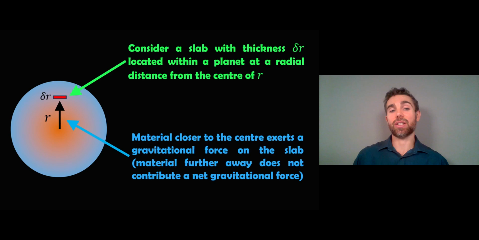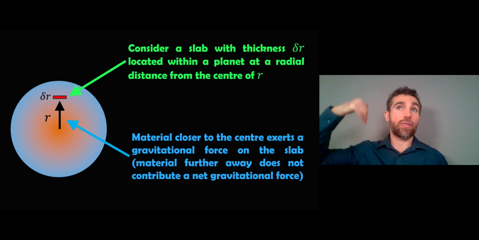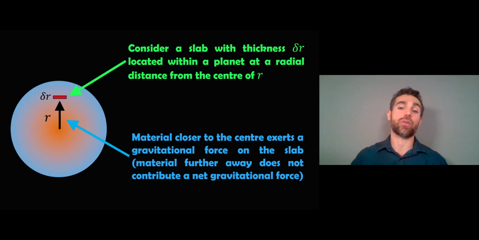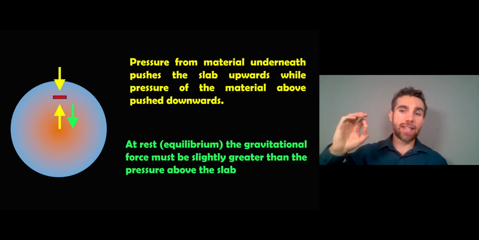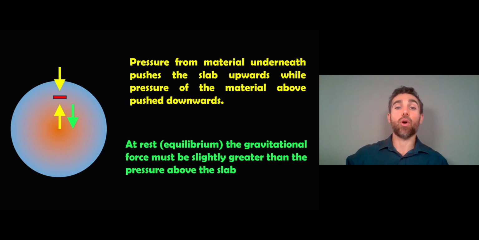Now, in our calculations, we're only going to consider gravitational forces from material inside that radius, so up to R. The material closer to the center exerts a gravitational force on this slab. The material that's further out doesn't contribute to any net gravitational force, so we only consider the material inside for now.